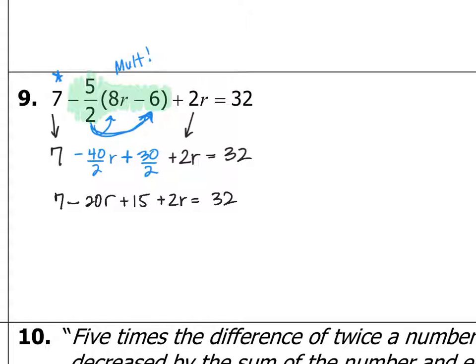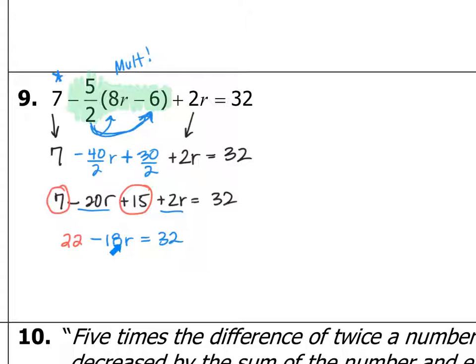Now let's take care of our like terms. We have a like term of 7 and 15 to get 22. And we have like terms of -20r and +2r to get -18r. And that's equal to 32. Now be very careful here and verbalize in your head. r is multiplying to -18. So the last step should be a division of -18.